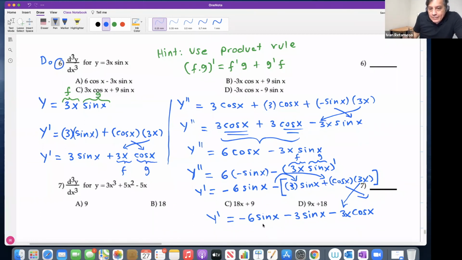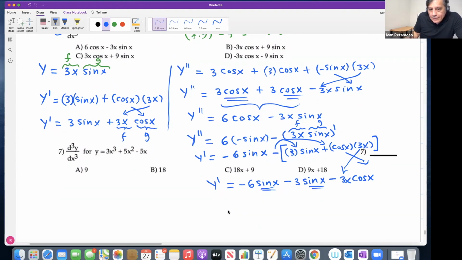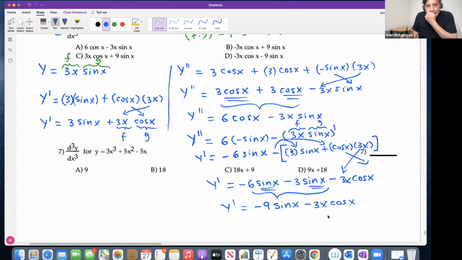Yeah, now these two guys are like terms, right? So this is minus 6 sine of x minus 3 sine of x. Minus 6 minus 3 is minus 9, right? Minus 9, we keep the variable part the same, sine of x. This is how you combine these two like terms. This is a different term. These and these are not like terms, right? So just leave this alone.